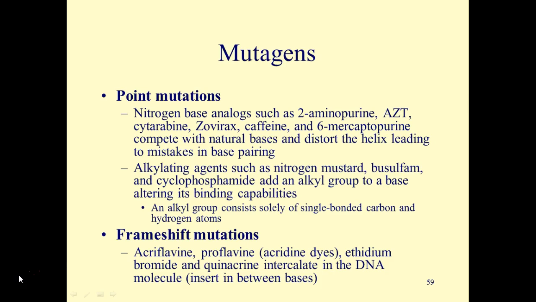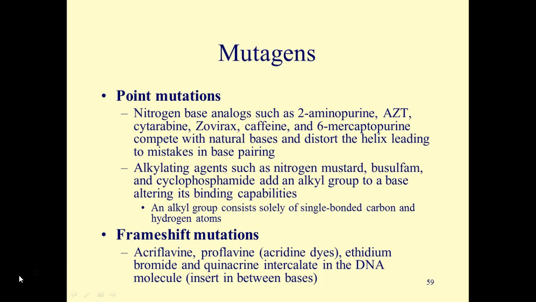Cytarabine and 6-mercaptopurine are going to be used to treat cancer, and Zovirax is a nitrogen-based analog that is used to treat herpes infections. Caffeine is also a nitrogen-based analog, and we know that caffeine is a mutagen, and it is the kind of thing that you have to limit when you are pregnant. These nitrogenous-based analogs are going to compete with the natural bases, and when they are incorporated into the DNA, they actually distort the helix because they aren't the right size, and that leads to mistakes in base pairing.